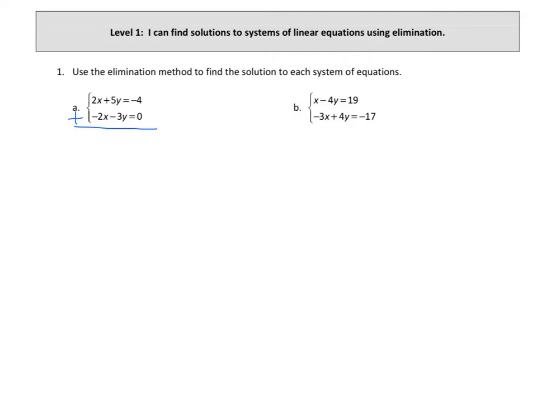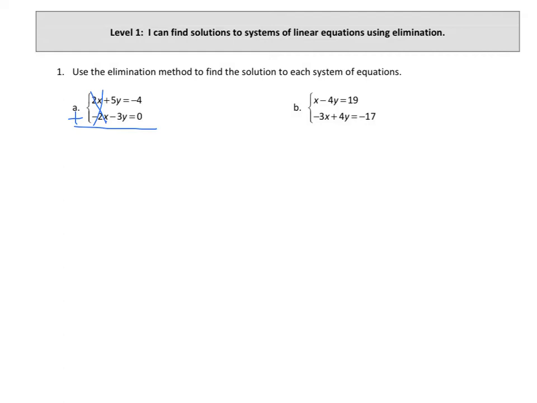You need to make sure that it's lined up so that your x terms come first, your y terms come second, then you have your equal sign, and then your regular number. So for all systems using the elimination method, it needs to be in that form. And then what we're going to do is add the x terms together, and 2x and negative 2x make 0, so they cancel each other out. And so I'm just going to cross them out.